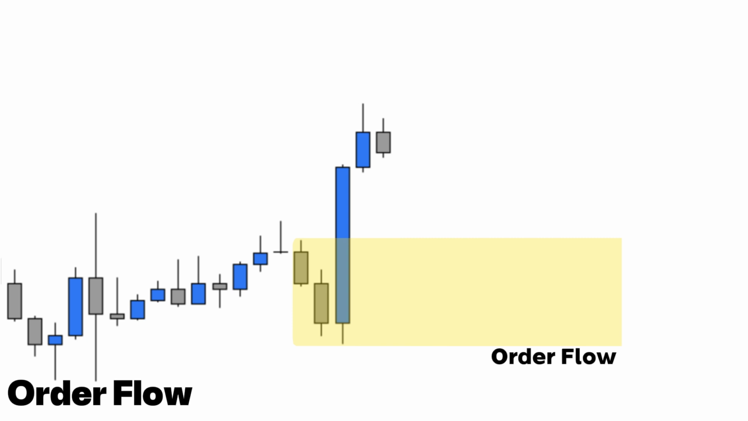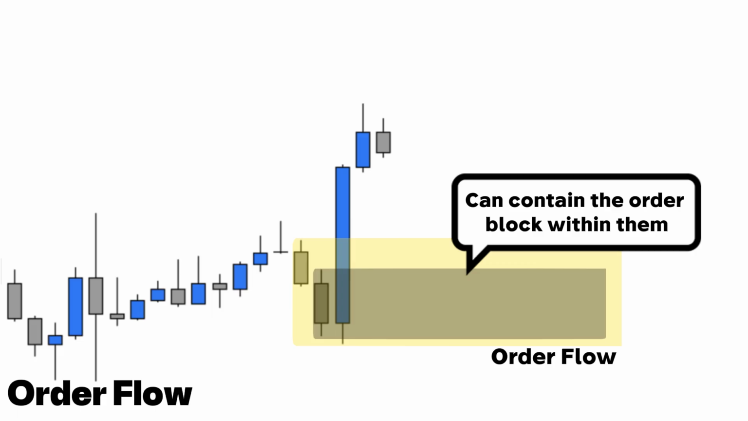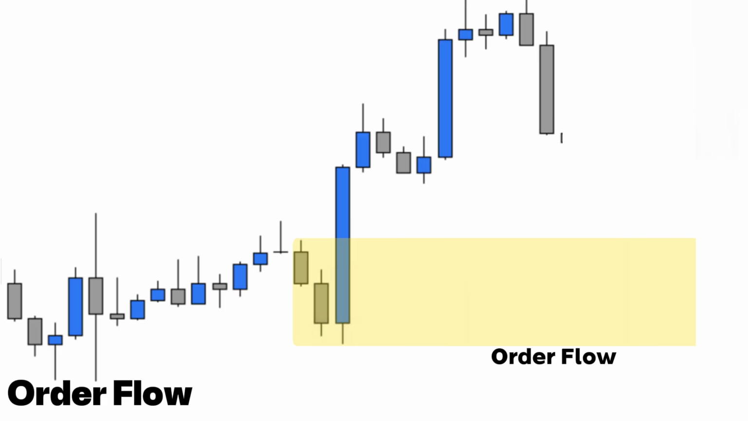Order flow zones are usually larger than order blocks and often contain the order block within them. There will be times when price reacts from the order flow area before reaching the order block. This can cause traders to miss entries if they are only focused on the order block. However, this is why understanding market structure and context is crucial for execution. When you combine order block, order flow, and structure, you stop chasing trades and start letting price come to you.